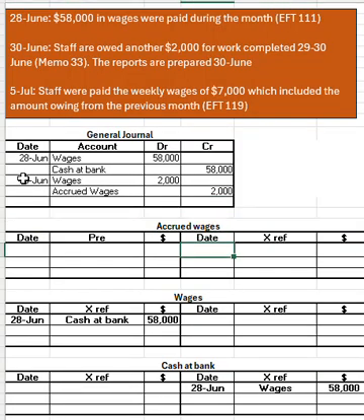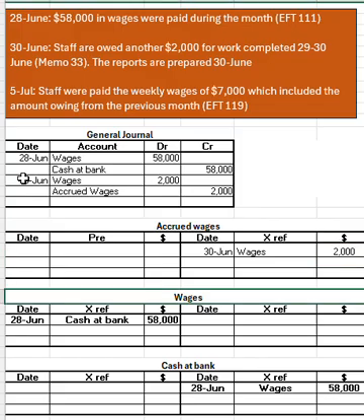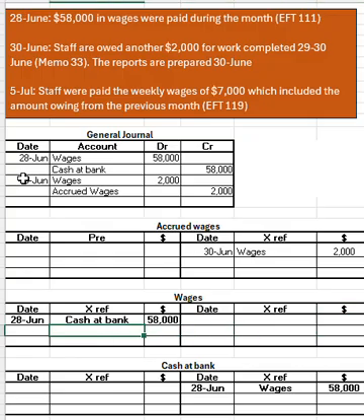So our liability account is being credited, it's increasing. We cross-reference this with wages. We don't touch the bank, no money's changing hands, 2,000. And then we top up our expense account on the 30th of June. Accrued wages, 2K.